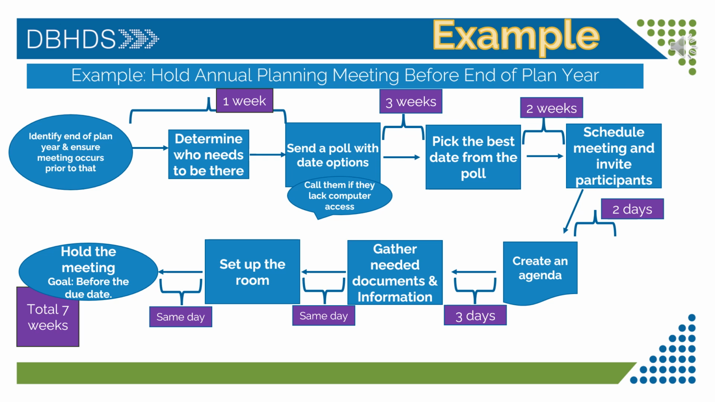The first step from identifying the end of the plan year to sending the poll takes a week. The next step from sending the poll to picking the best date is taking 3 weeks currently. And then the next step of scheduling the meeting and inviting people is taking 2 weeks. And the rest of the steps combined are taking another week. So we've also indicated the total here is 7 weeks to complete this process.